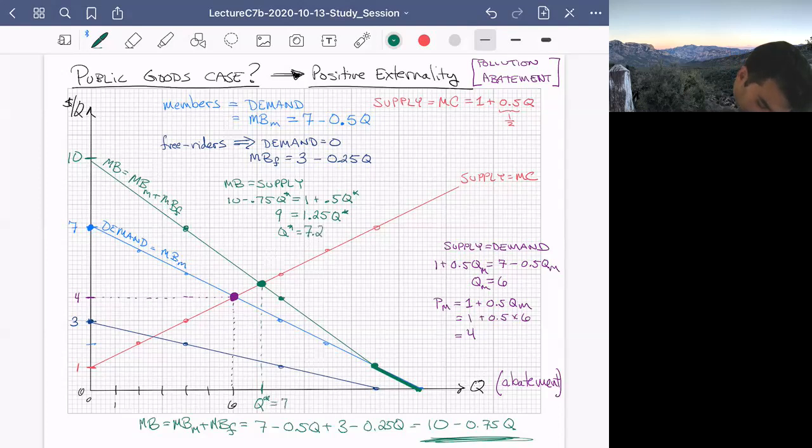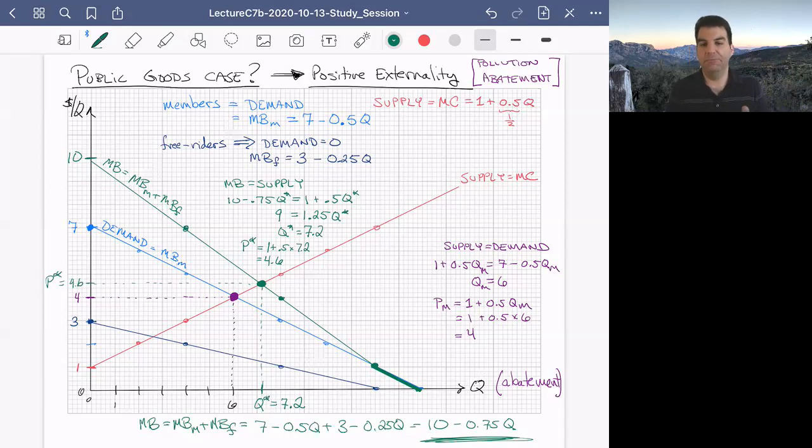Then that's what I got down here, 7.2. And then the P star is just going to be equal to the supply curve evaluated there. So that's 1 plus 0.5 times 7.2, which is equal to 4.6, which if I were to draw this over here, then I get my 4.6 is equal to P star.